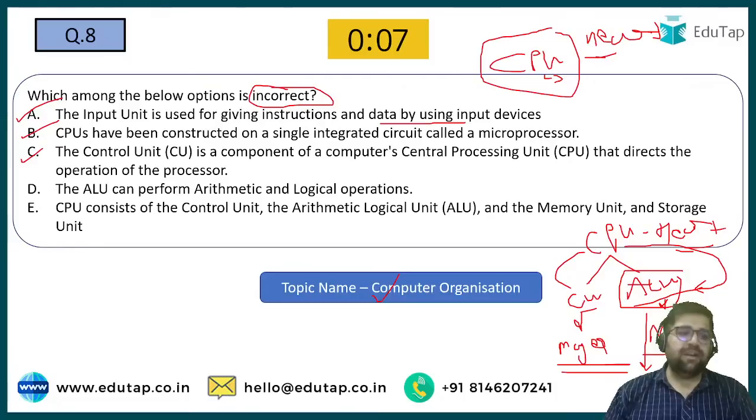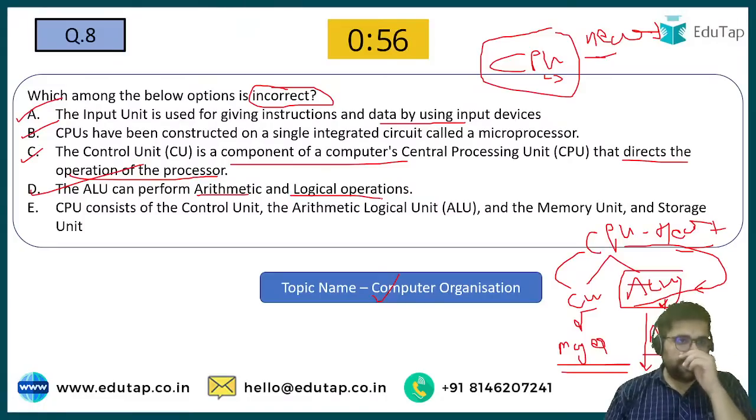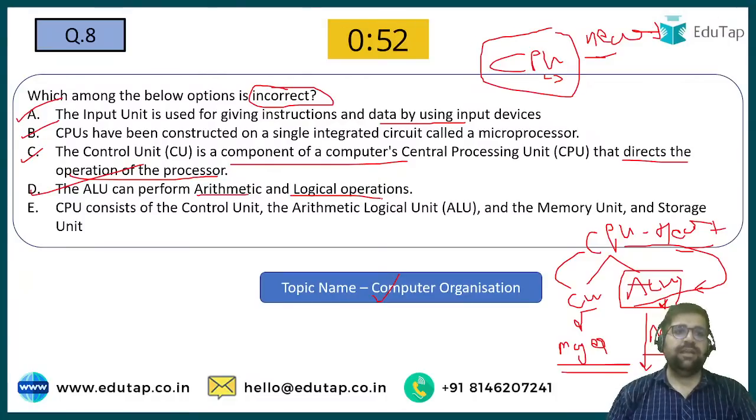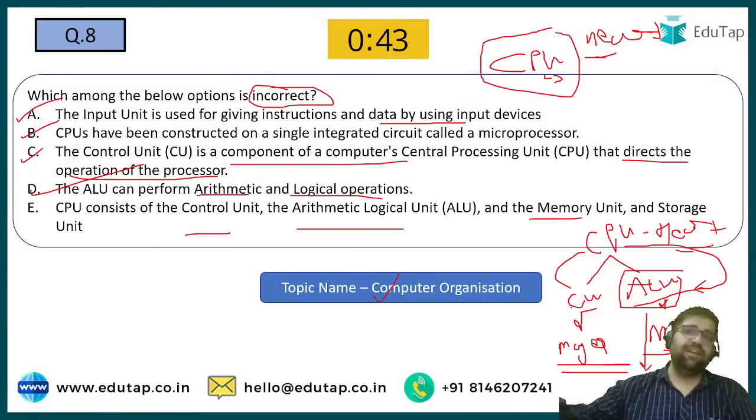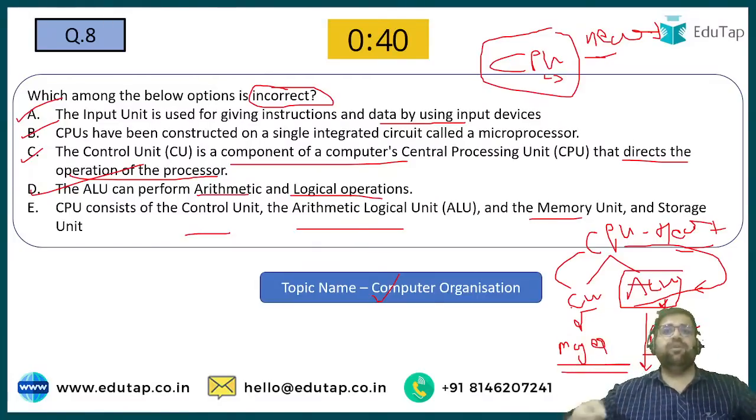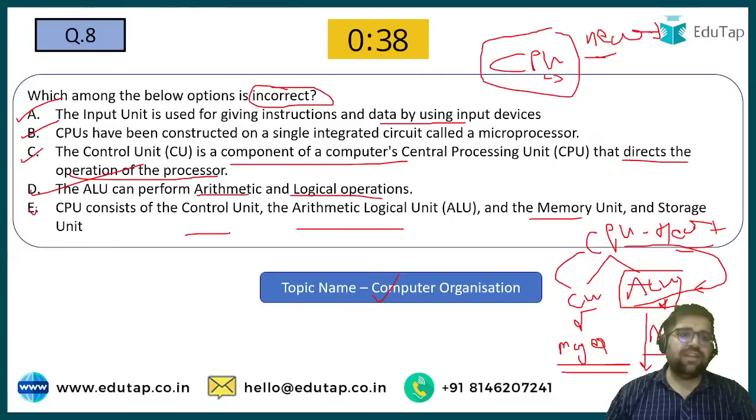Now, if you see statement number C: Control unit is the component of the CPU that directs operation of the computer processor. This is also correct. ALU can perform arithmetic and logical operations. So if you see, options A, B, C, D are correct. So the answer should be option number E: CPU consists of control unit, ALU and memory. Can I say that CPU has memory? The answer is no. CPU is connected to memory, that is something different. But is there anything which is memory in the CPU? The answer is no. Therefore, the answer will be option number E, because option number E is incorrect.